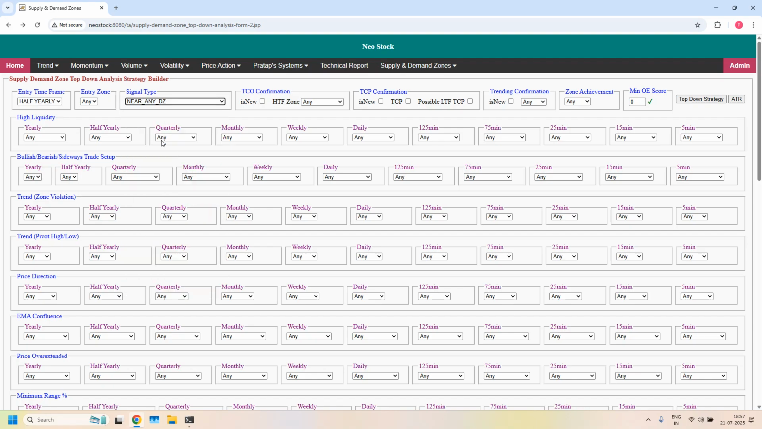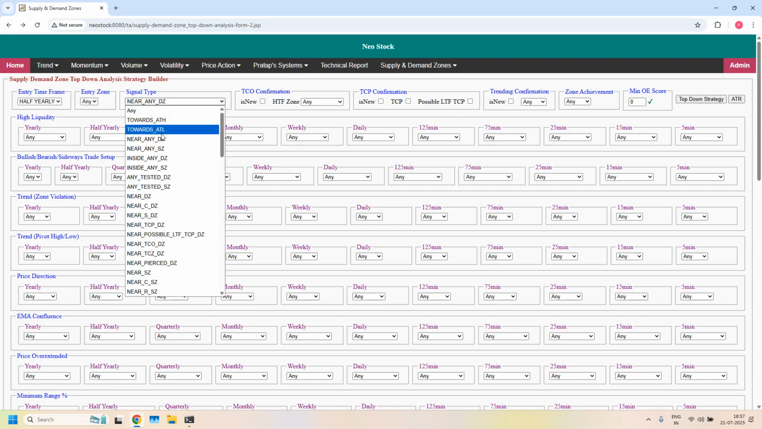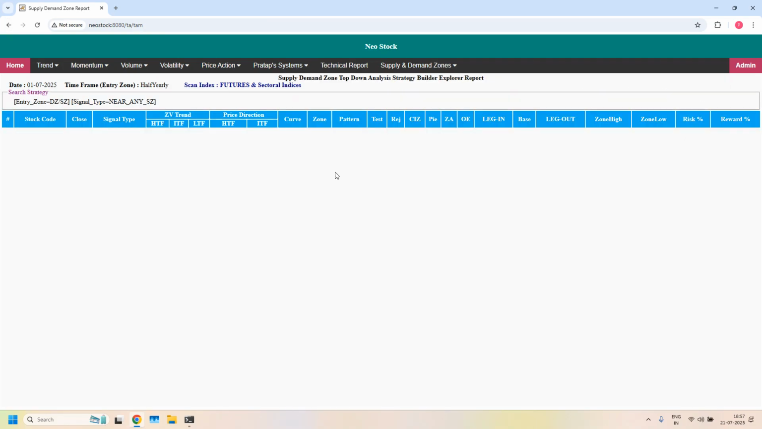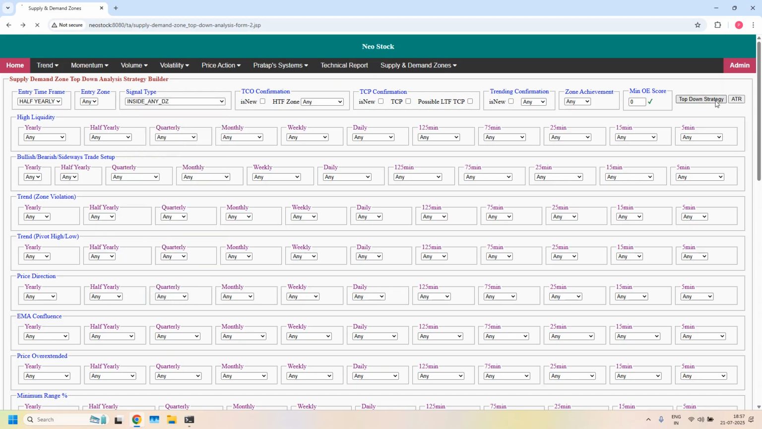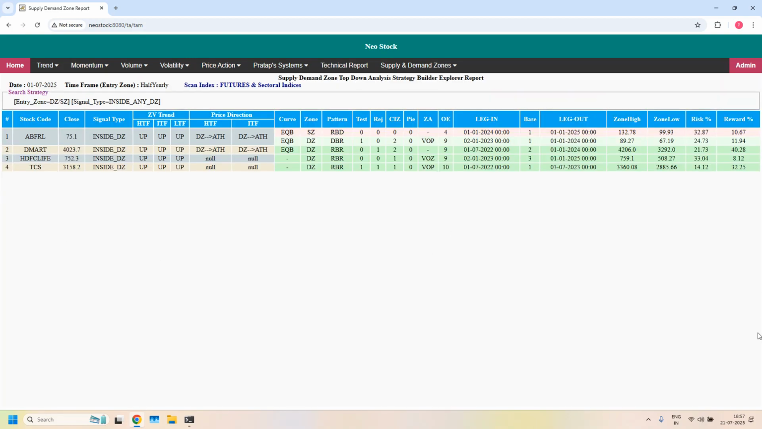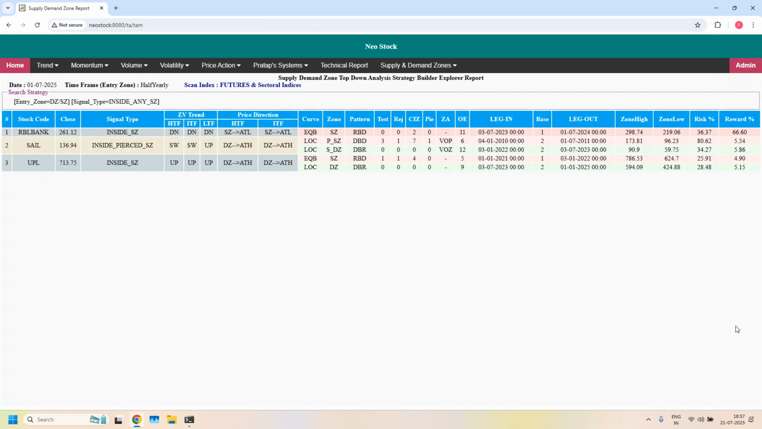Stocks near the half-yearly demand zone. No stocks. Near the half-yearly supply zone, also no stocks. Price closed inside the half-yearly demand zone. We got 4 stocks. Next, price closed inside the half-yearly supply zone. We got 3 stocks.